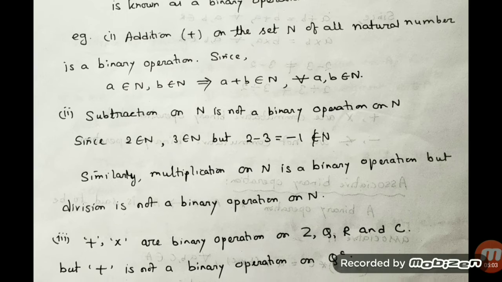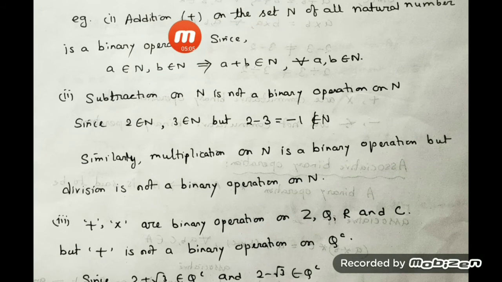Okay. So here you see I am taking the fundamental operation plus on the set N of natural numbers. Let us see whether this is a binary operation or not. Let us take some examples. Any two natural numbers, if I add, the answer will always be a natural number, isn't it? Obviously, yes. So you can say that addition on the set N of all natural numbers is a binary operation.